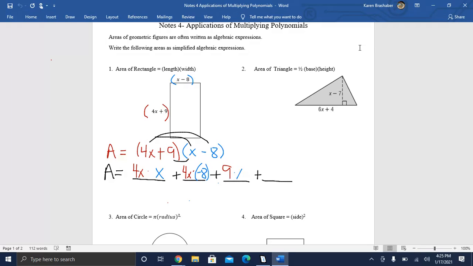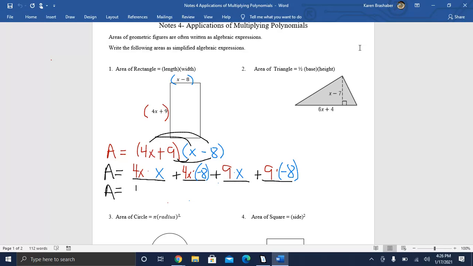and then finally we will multiply the 9 by the negative 8. And since that 8 is negative, I'm going to put that multiplication in parentheses. So our area would then be found by simplifying each one of these.